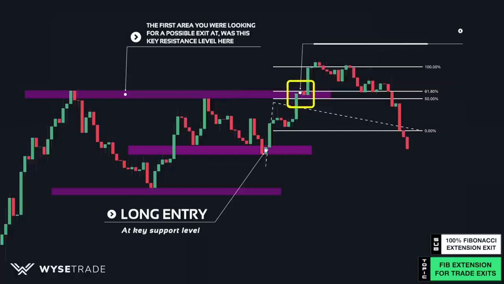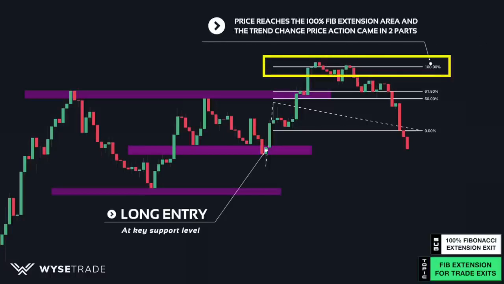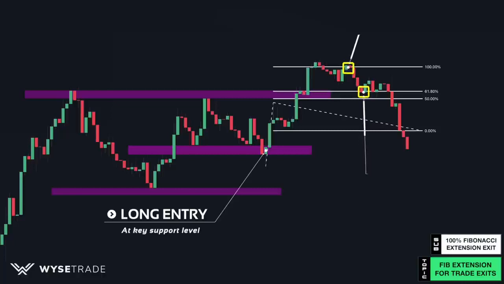When price got to the level, you had a candlestick reaction, but no intraday trend change confirmation, and price continued on. Price then reaches the 100% Fibonacci extension area, and the trend change price action came in two parts. One, the trend line break here, or two, the trend change pattern through the lower high and lower low.